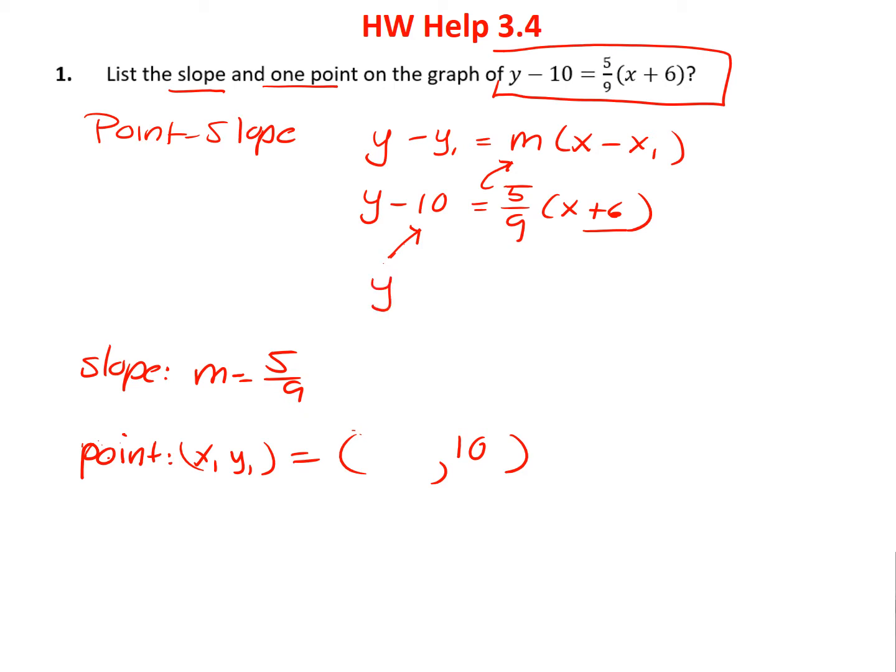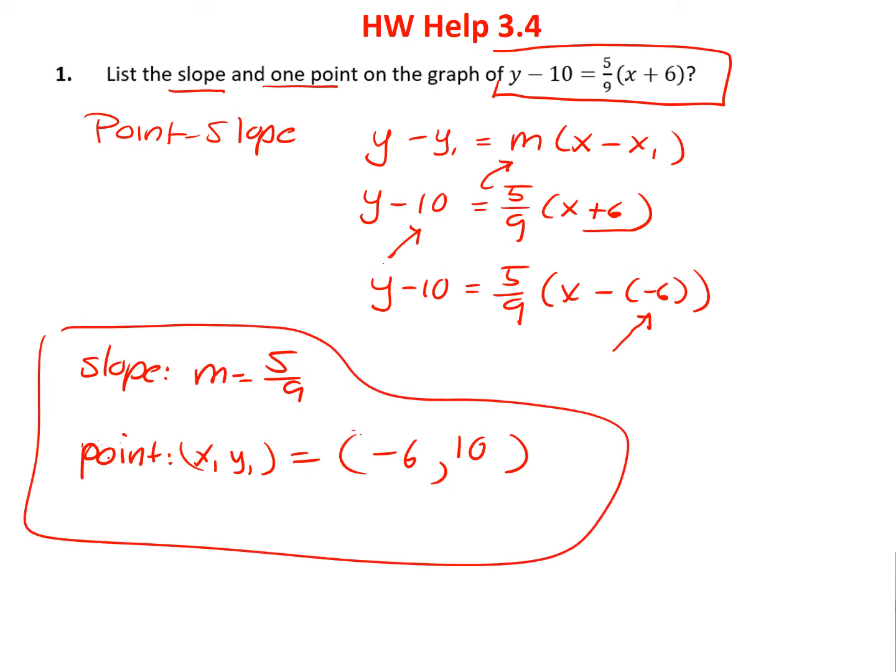So I might write it this way. This stays the same. And here, instead of writing plus 6, I'm going to write x minus minus 6. Remembering that subtracting a negative becomes plus, it also tells me that my x point is actually minus 6. So if I were given this point, I would plug in y minus 10 equals the slope 5/9 times x minus minus 6, which then becomes x plus 6. Okay, so here's our answer for our slope and our 1 point.